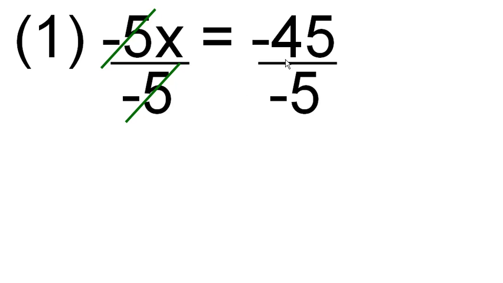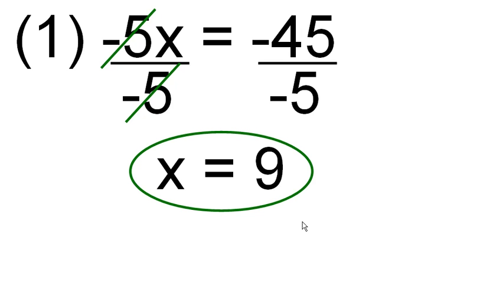And then over on the right side, I have negative 45 divided by 5. The way I do these, I look at the number part and then I look at the sign part. So the number part, 45 divided by 5 is 9. And then the sign part, a negative divided by a negative is positive. Always. So negative divided by negative is always positive. I end up with x equals positive 9. And this is just the solution to this equation. And that's all there is to that one.